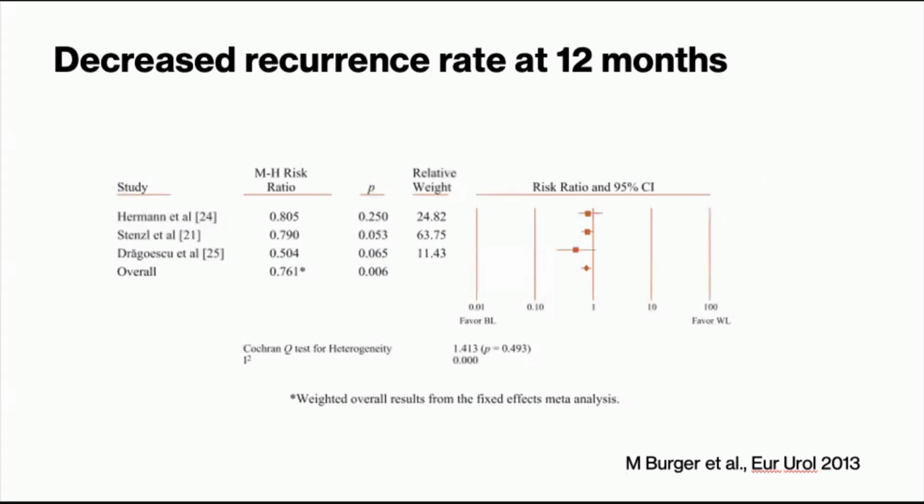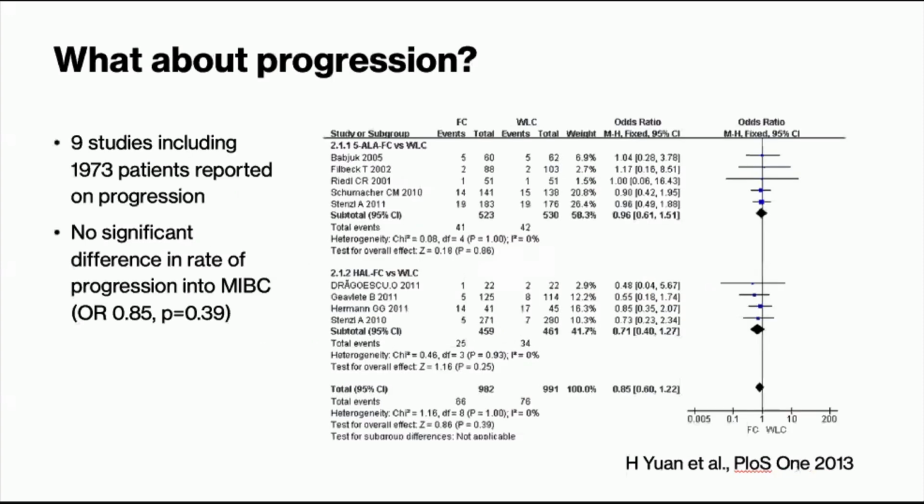But the outcome here that we still haven't really discussed is progression. So where do we stand in terms of progression? Well, this was a meta-analysis by Yuan in 2013 on 9 studies, but it seems as though they didn't find a significant difference in the rate of progression into muscle invasive disease. However, if you actually look a bit closer in the forest plot, you could make the argument that amongst the studies that were studying HAL, there seems to be a trend towards favoring fluorescent cystoscopy, but it just wasn't statistically significant.